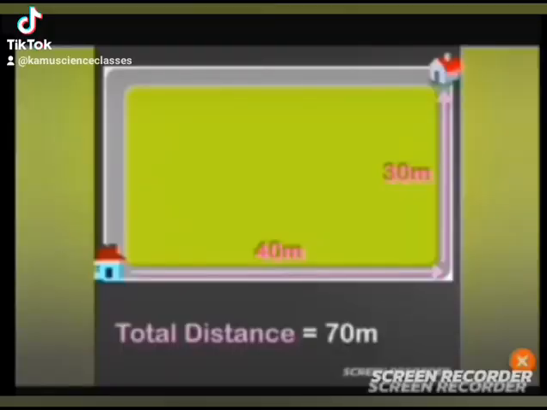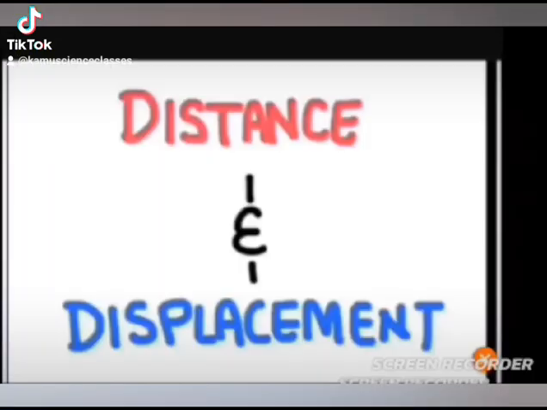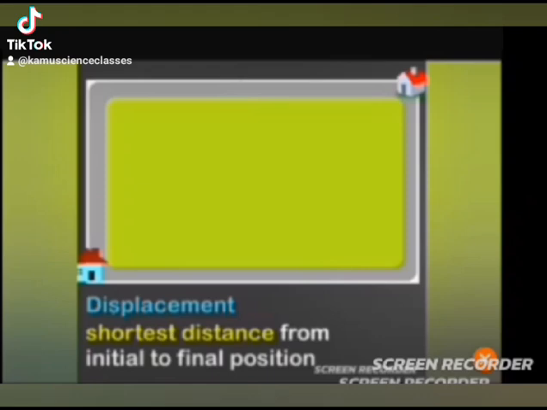However, if we were to get displacement, then the displacement would be the diagonal. How then do we define displacement? Displacement is defined as the distance moved by a body in a specified direction. Displacement is always the shortest distance from the initial to the final position.